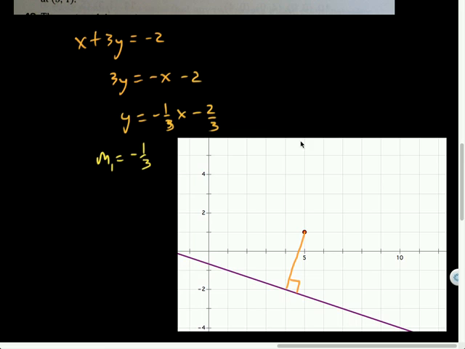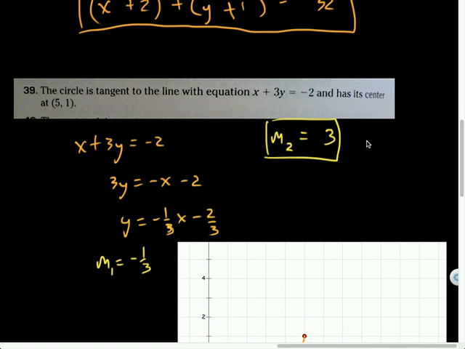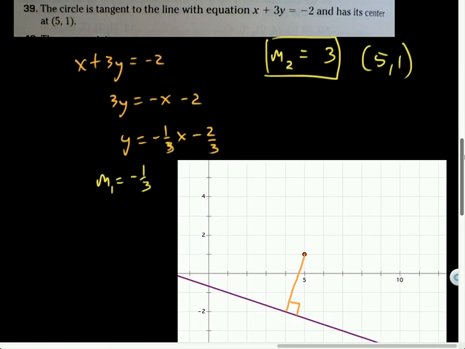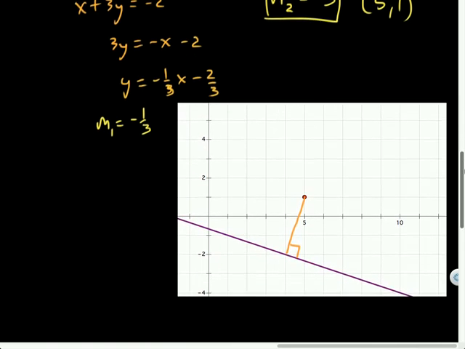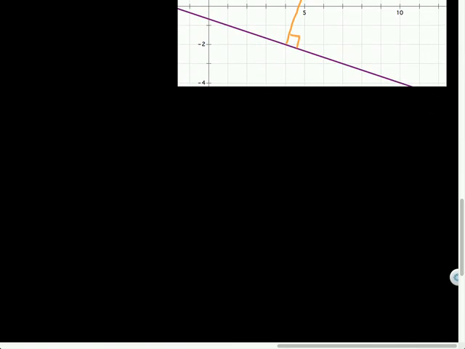Negative 1/3. So the slope of a line that's perpendicular to that is going to be the opposite reciprocal. So it's actually going to flip it and change the sign. I'd get the slope is positive 3. And I know that this second line passes through my center at (5, 1). So I'm going to find the equation of a line that has these two facts. Ready? This is going to be back old school Algebra 1 style.